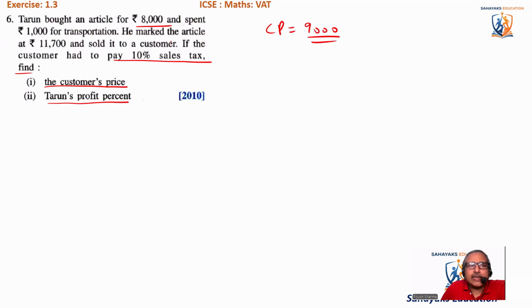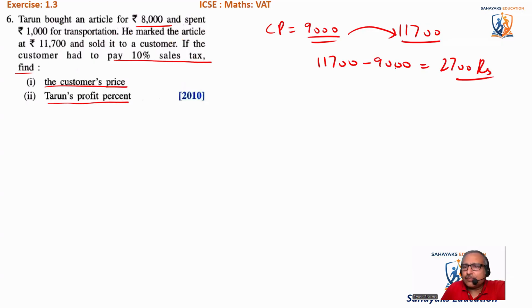He marked the article at 11,700. 11,700 is what is marked, and he sold it to the customer. So what is the appreciation he has made? He has made an appreciation of 11,700 minus 9,000, so that comes out to be 2,700 rupees. He has made an appreciation of 2,700 rupees.